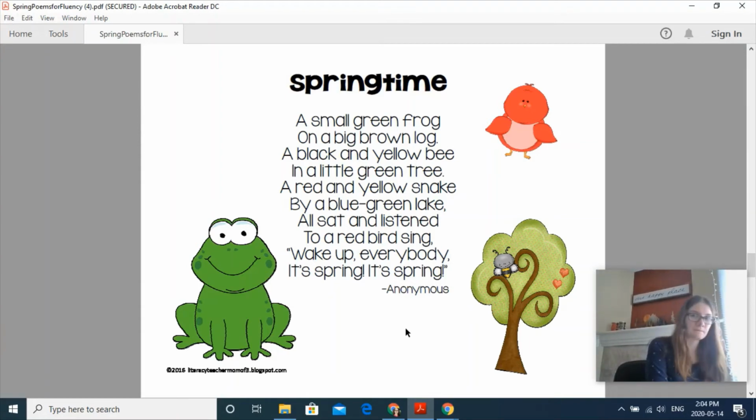Okay. My next job for you is I want you to write down all of the color words that you see in this poem, because there are lots of color words in this poem. How many can you find?